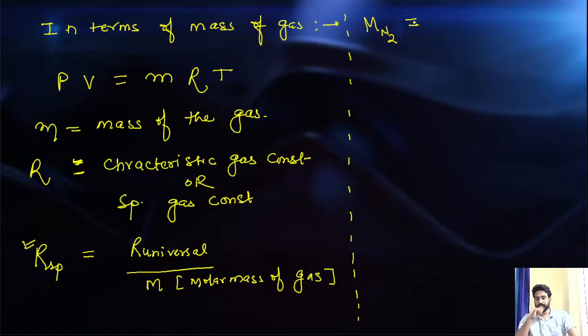What is the value? So we know the number, that is 28, right? We know this number 28, the molecular mass of nitrogen is 28. But I'm asking, what is 28?